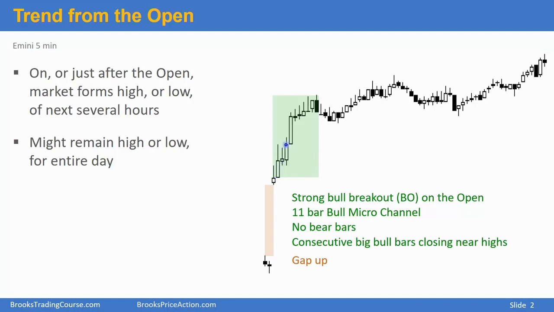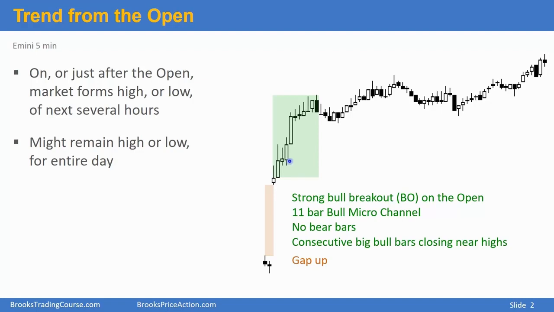The trend continued, traders were buying all the way up, and we had an 11-bar bull microchannel. No bear bars, no pullbacks for the first 11 bars. We also started to get consecutive bull bars closing near their highs. And when you get that on the open like this, the odds are 60% or greater you're going to get some kind of a measured move up.